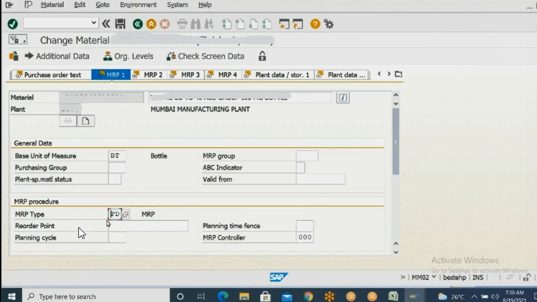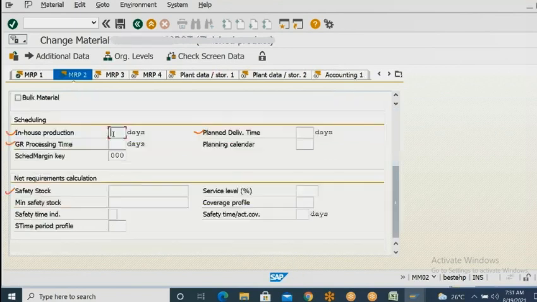This field is also one of the parameters to determine requirement type in the sales document, and it is one of the parameters to determine schedule line category in the sales document. Next, MRP controller. MRP controller is the person responsible to run MRP.